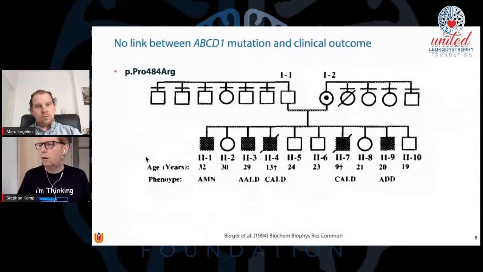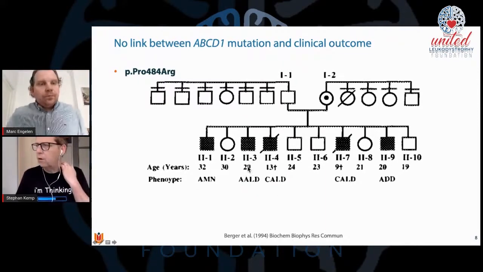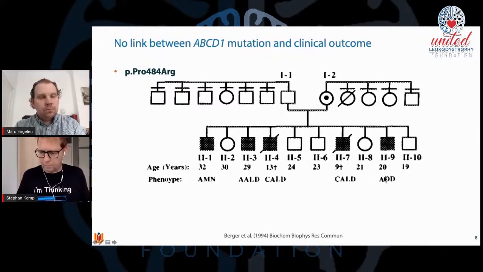And that is shown here in this study from Johannes Berger from 1994. They described a family with 7 affected males, so these are all brothers. By definition, they all have the same mutation, but one individual developed AMN, two boys developed cerebral ALD, one male developed cerebral LD as an adult, and the other individual only had adrenal insufficiency.